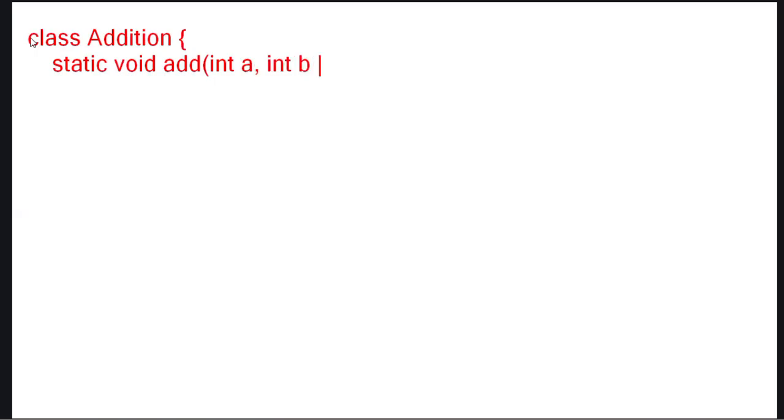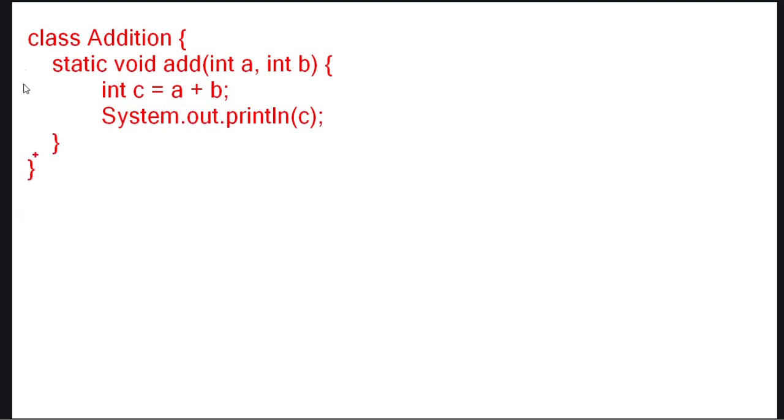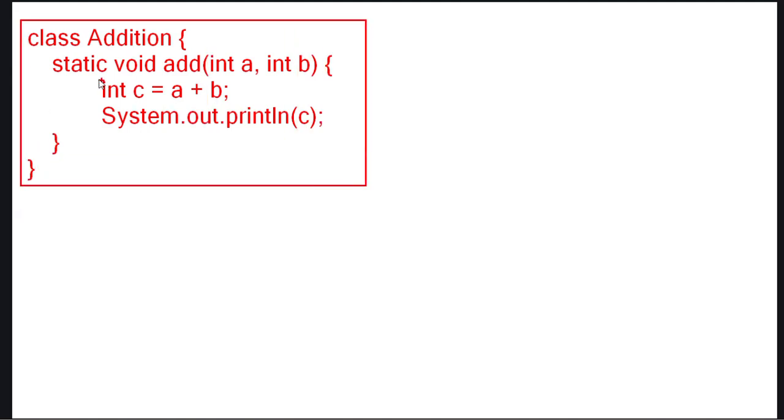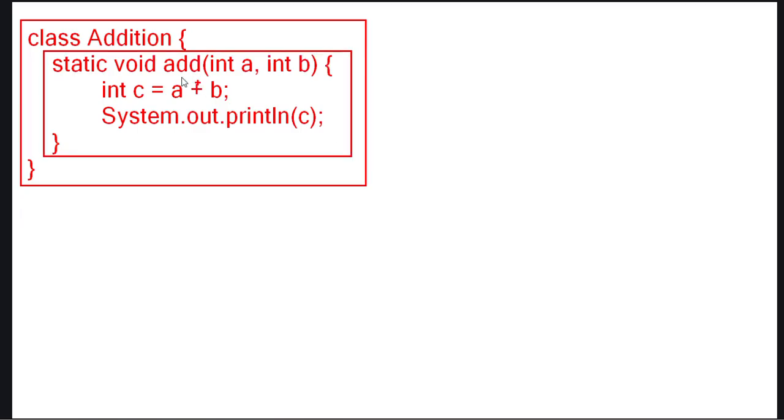I'm taking parameters int a, int b, and then int c equal to a plus b, and then displaying System.out.println of c. So now this is the program I have written. And tell me now, I want to perform an addition operation by taking the values as input from the method caller.